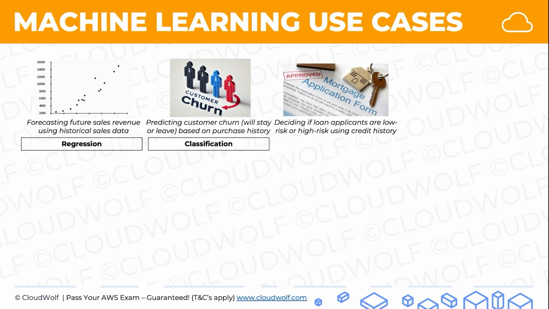Next one is deciding if loan applicants are low risk or high risk using credit history. The goal is to predict low risk or high risk. It's a categorical variable. So in that case, what is it? It's of course a classification problem.